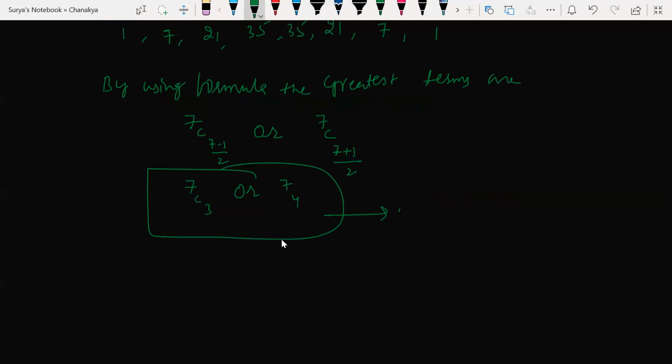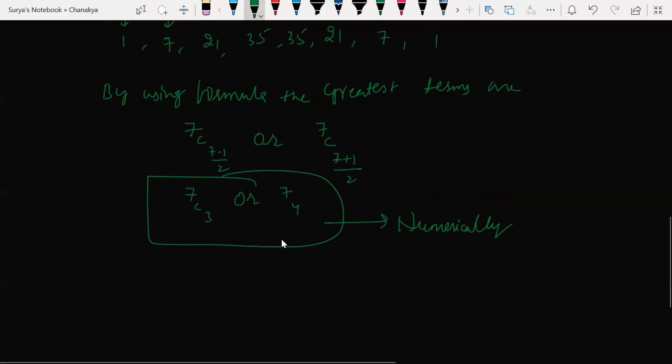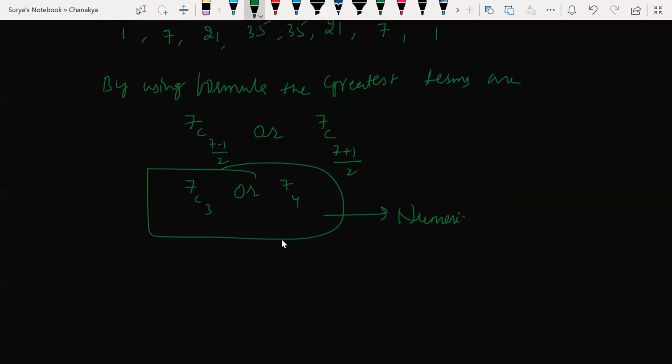So these are the numerically greatest coefficients. Clear? Understood or not? Yes, sir.